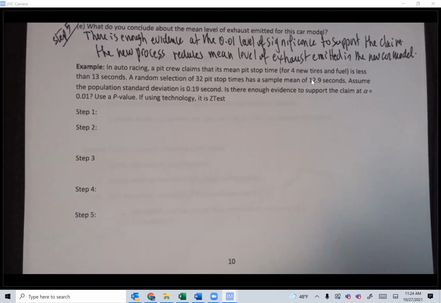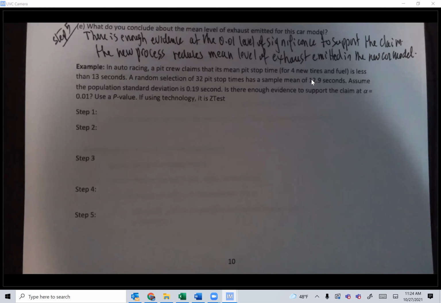In auto racing, a pit crew claims that the mean pit stop time for 4 new tires and fuel is less than 13 seconds. So they make a claim that they can replace 4 tires and refuel in less than 13 seconds. And I've seen this on TV, guys. They're very, very fast. There are like 5 of them. Each one will change a tire and then one will refuel, and they do it in no time.